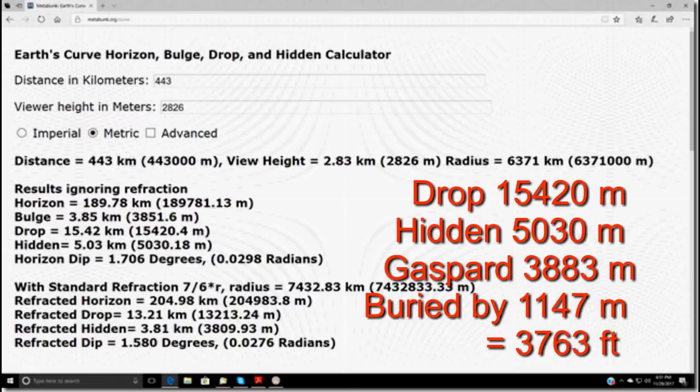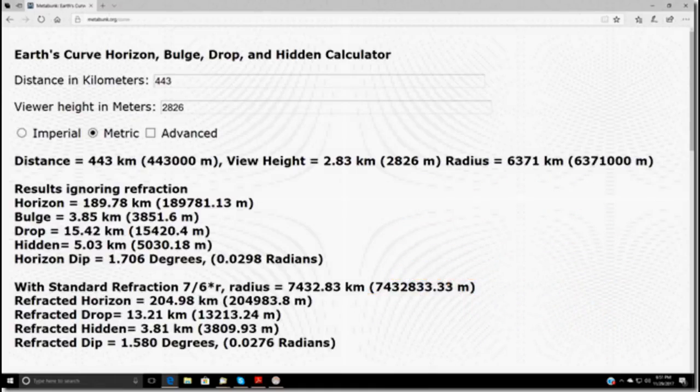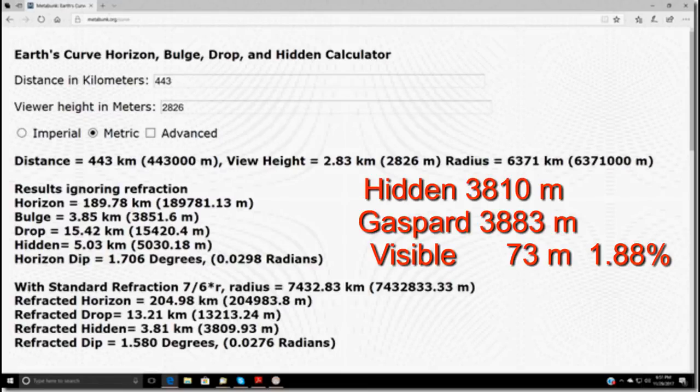Peak Gaspar is 3,883 meters. That means it should be buried by 1,147 meters, or 3,763 feet. Now, if we look at their so-called standard refraction calculator, the hidden portion should be 3,810 meters.